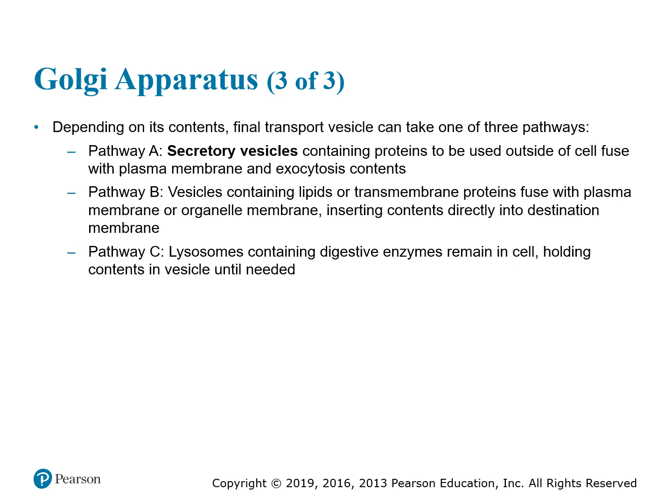So depending on its contents, there are three ways the final transport vesicle can go. A secretory vesicle will send it outside of the cell by fusing with the plasma membrane and exocytosing it. In pathway B, vesicles containing lipids or transmembrane proteins will fuse with the plasma membrane, basically embedding them there. And in pathway C, lysosomes will remain in the cell, holding the contents in the cell until necessary.